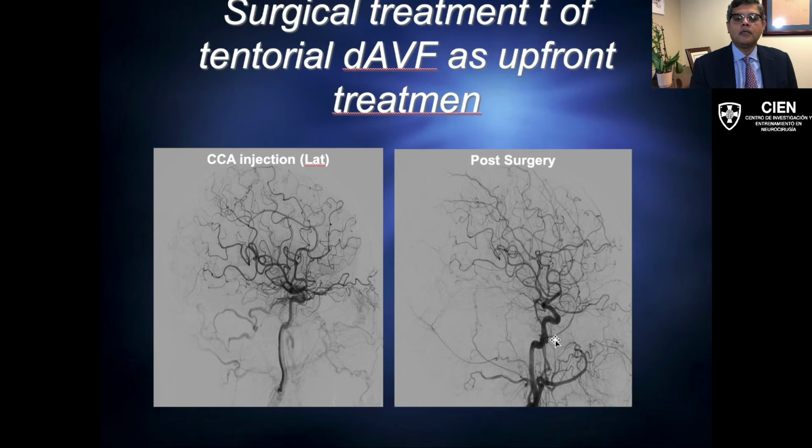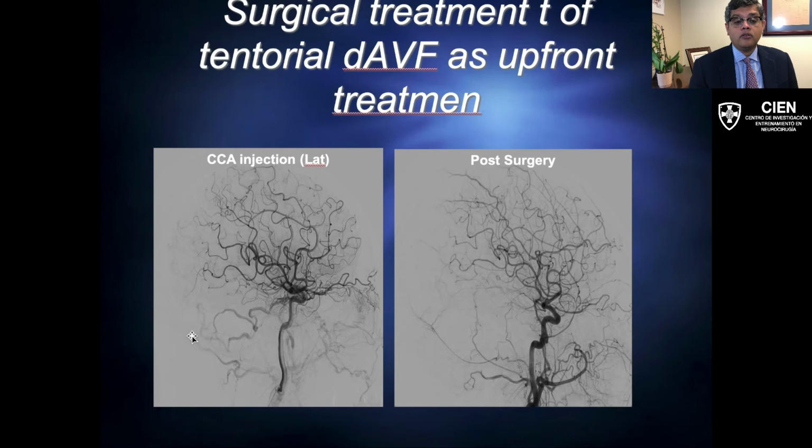This is an example of a tentorial dural AV fistula. As I mentioned before, the supply is predominantly coming from the internal carotid artery, and you can see how the venous drainage is right at the petrous apex here. And the venous drainage is into the cortical veins of the cerebellum.